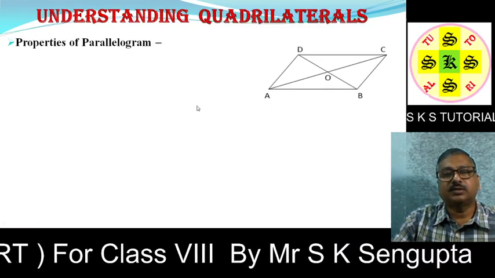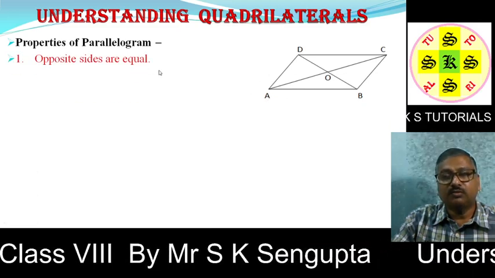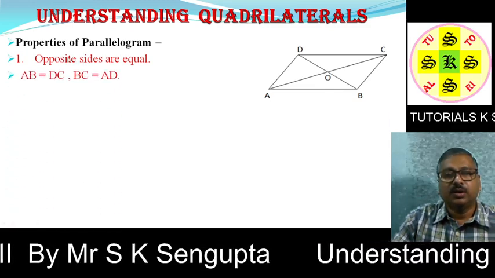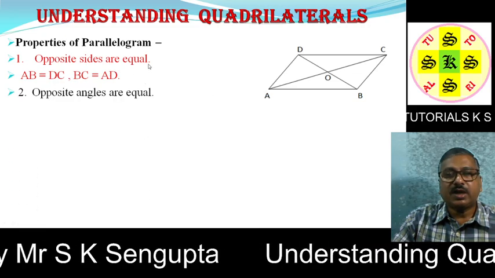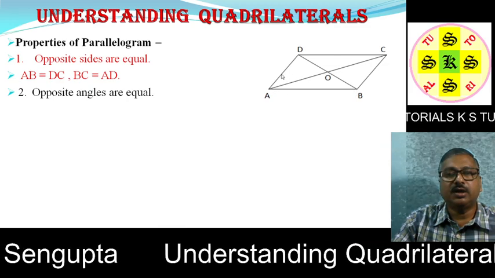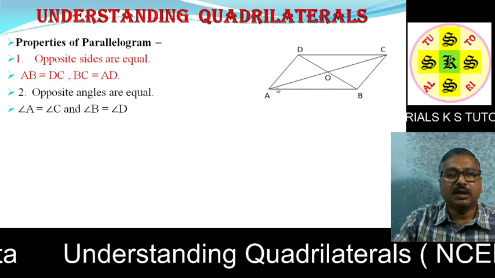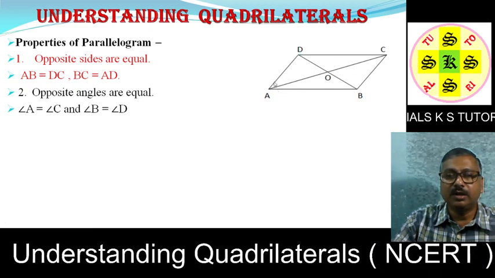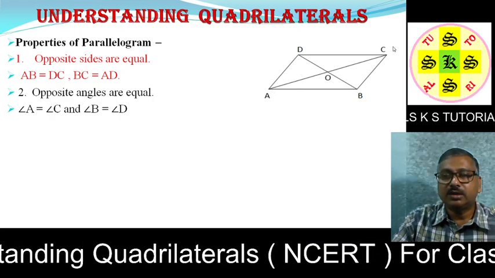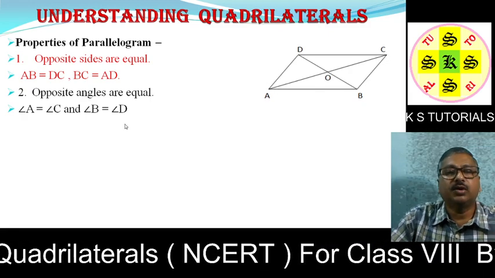Next, these are the properties of a parallelogram. If ABCD is a parallelogram, what are the properties? Opposite sides are equal. That means AB equals DC, also BC equals AD. Both pairs of opposite sides are equal. Opposite angles are equal. This is angle A; if you write the full name, angle DAB is equal to angle BCD. Similarly, angle ABC is equal to angle CDA, or in short we can write angle A equals angle C and angle B equals angle D.